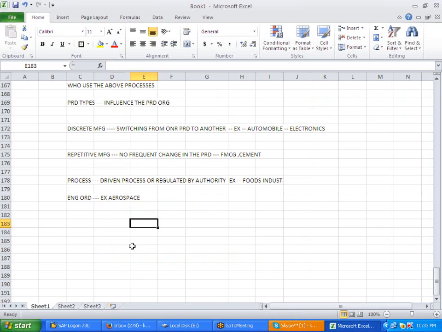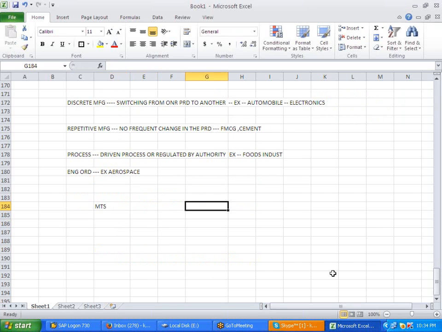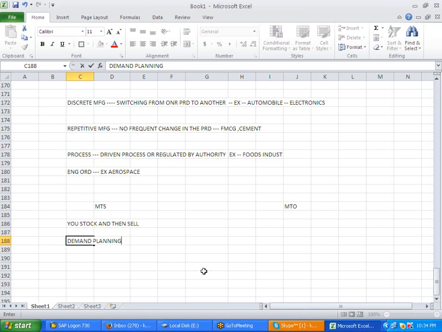One is MTS, and one which Mohammed was saying from the start, MTO. What is MTS? Make to stock. Stock it to sell it, right? You stock and then sell. This kind of requirement depends on your demand planning, right? Only when there is a demand will you stock. Depending on the demand you will do that. This depends on the demand planning.